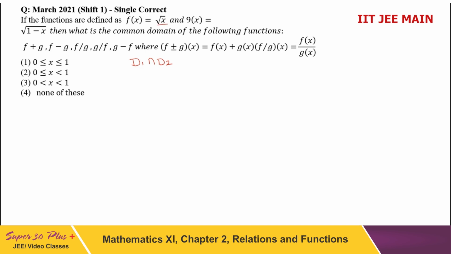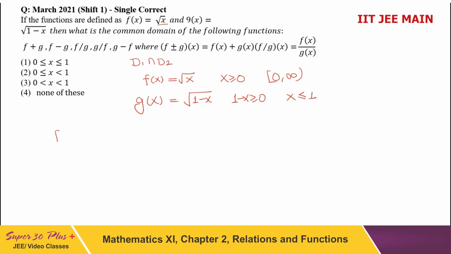What is the domain of f(x)? As we know, f(x) is defined as the square root of x. It is defined only when x is greater than or equal to 0, means the domain is from 0 to infinity. And g(x) is given as square root of 1 minus x. It is defined if 1 minus x is greater than or equal to 0, means x is less than or equal to 1.